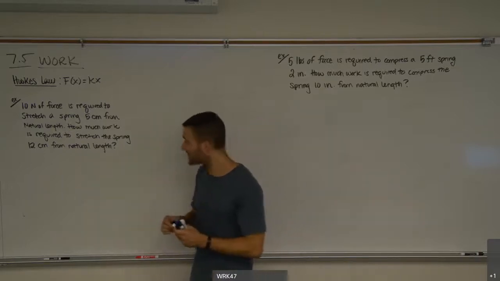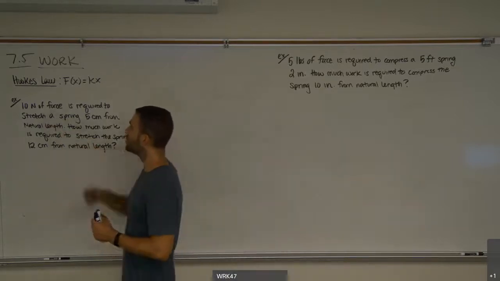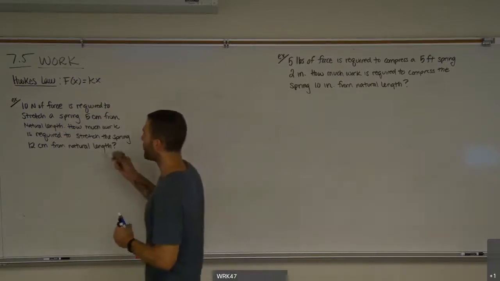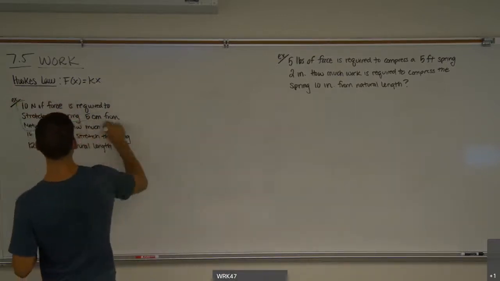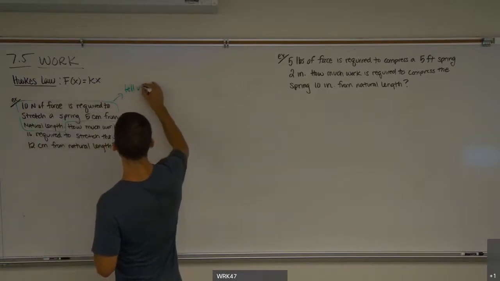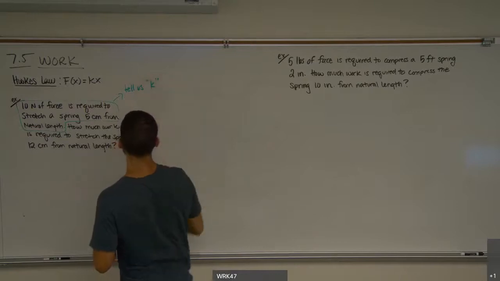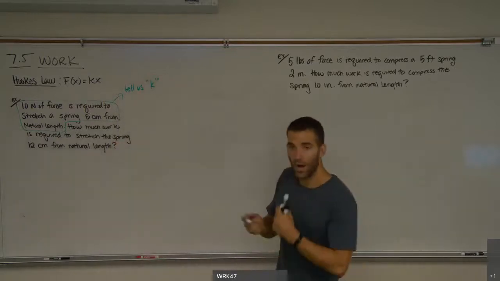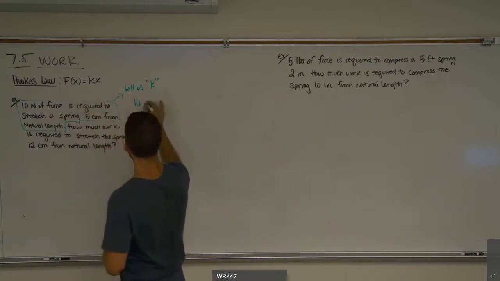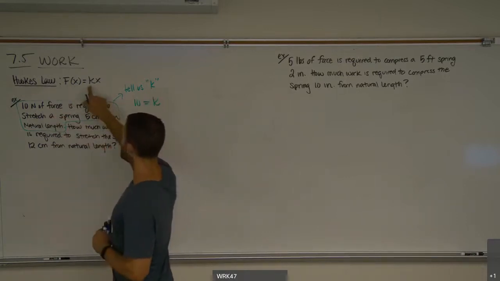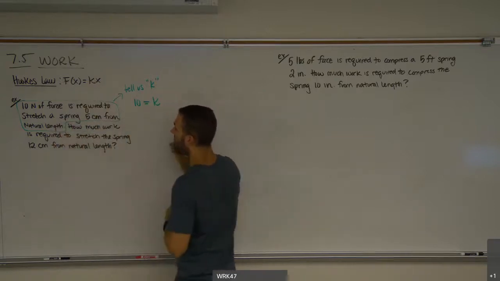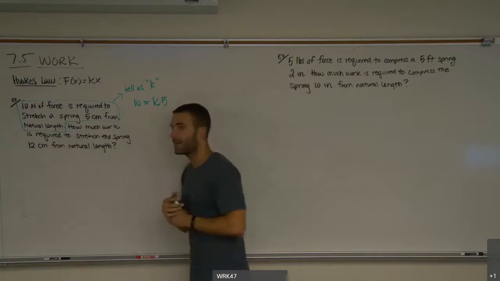And so if we look at the first example, we're told that 10 newtons of force is required to stretch a spring 5 centimeters from natural length. This information here is going to tell us our k value, our spring constant. Why? Because I'm told a very specific amount of force, 10 newtons. That's equal to, well, I don't know what k is, but I know it's 10 newtons of force to stretch a spring 5 centimeters from natural length.